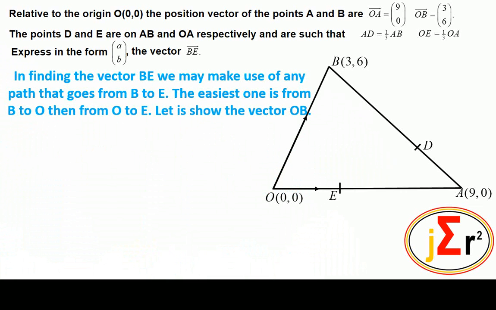In finding the vector BE, we may make use of any path that goes from B to E. The easiest one is from B to O, then from O to E. In this problem, our duty is to find the vector BE, the vector that goes from B to E. And we have quite a tidy sum of instructions right here, well, mostly information that we may use in the solution of the problem.